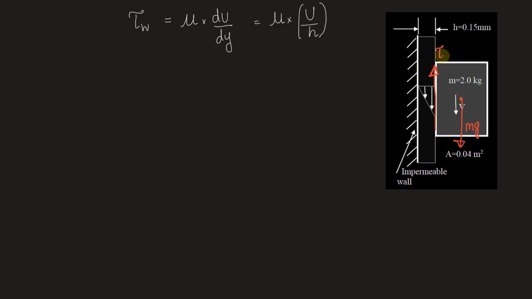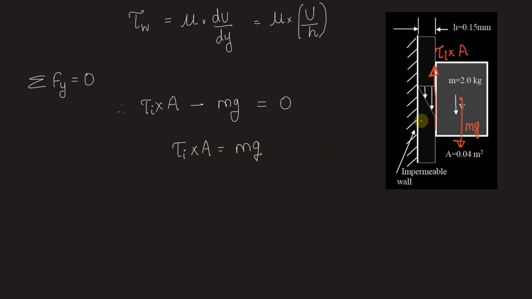That is, we can calculate tau at this interface, let that be tau I, into the contact area, that is capital A. Now we can write summation of forces in y direction is 0 by static equilibrium. Hence, we have upward force tau I into A minus downward force, which is the weight mg, is equal to 0. Hence, we have tau I into A is equal to mg. The unknown value is velocity.